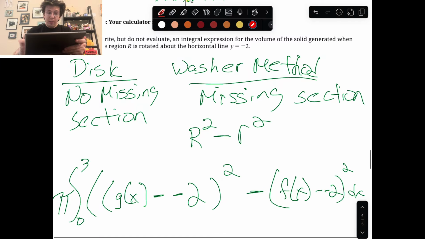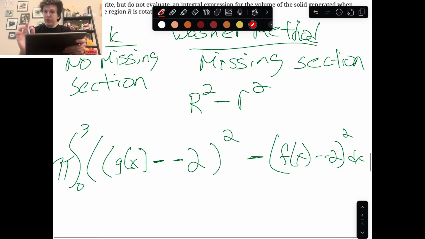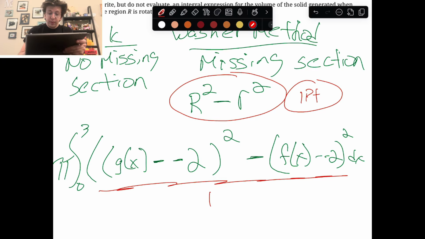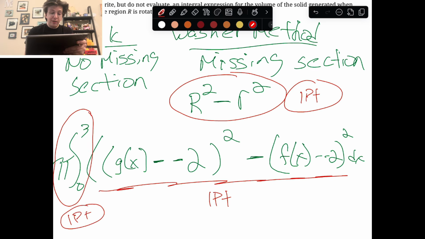Let's move on to question C. Now, this one's interesting. You got a point if you used the idea of your big radius minus your small radius, so you got 1 point for using the washer method. That was pretty nice of them. You got another point for having the correct integrand, not the bounds, just the integrand. And then you also got a point if you had pi as your constant and your correct bounds. So this question was worth 3 points that they pretty much gave out if you just understand what you're doing with the washer method.